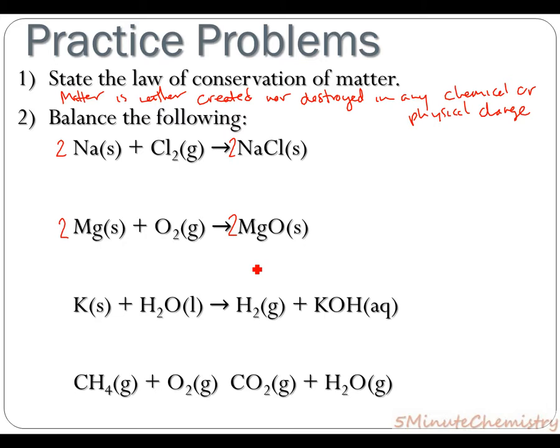So now what we're going to do is we are going to look here at my potassium, H2O. They come together to make H2 and KOH. So we're going to start. We have 1 potassium. Now this is a little more complicated. I'm going to work it with the numbers below. So there's my line. K is 1, H is 2, O is 1, H is 2, K is 1, O is 1, and H is 1.